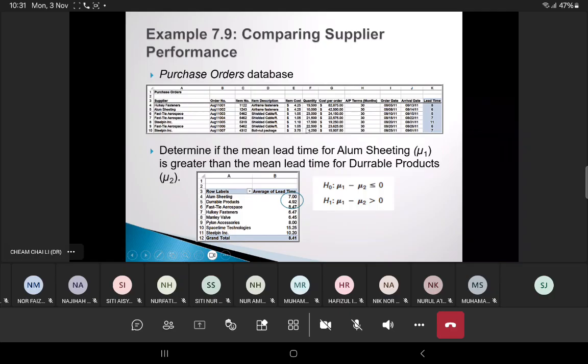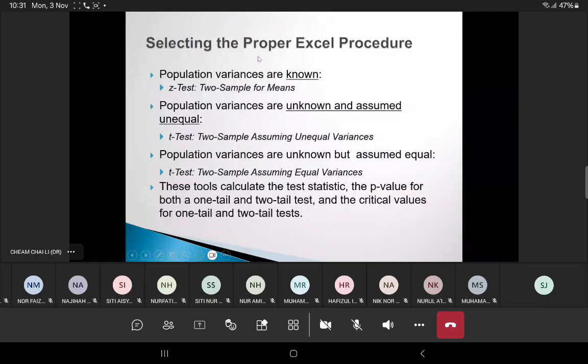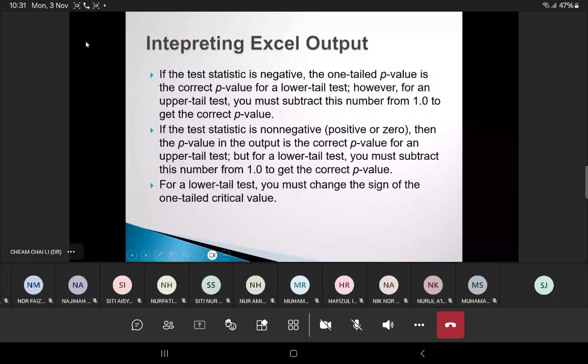Okay, this shows the step, yeah? Every time when you want to interpret the two sample, you have to come here and check the explanation over here. So yang ni bila kita buat, then only I will explain this slide. Alright.